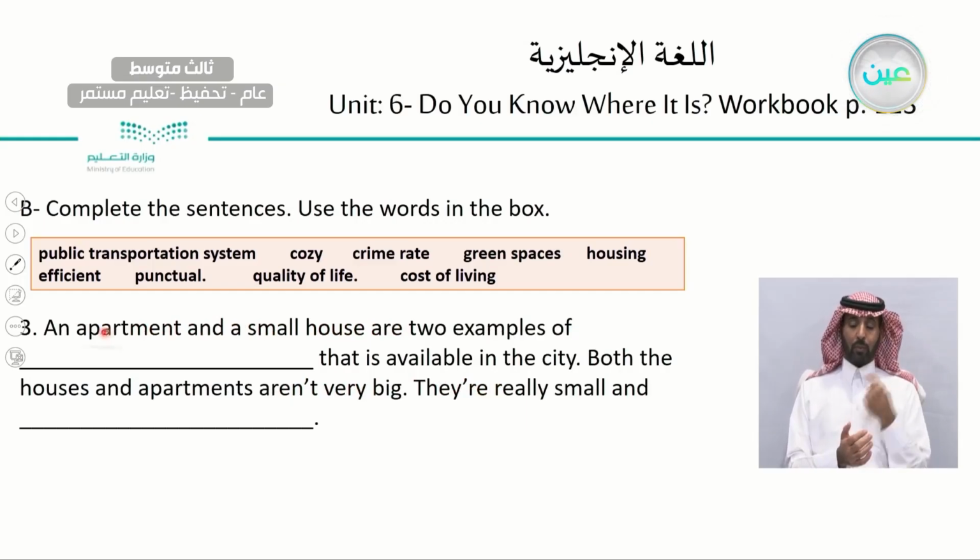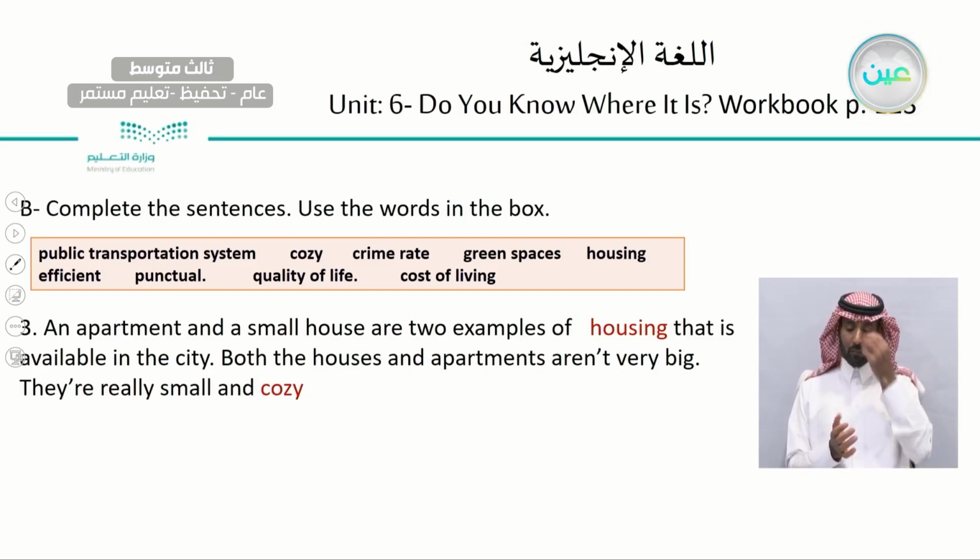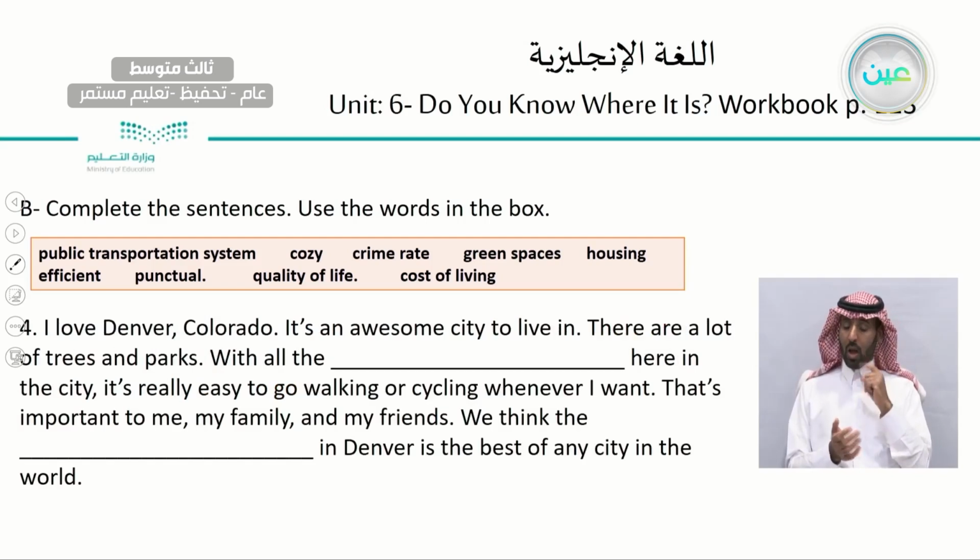For 3, an apartment and a small house are 2 examples of what that is available in the city? Both the houses and apartments aren't very big. They are really small and what? Which adjective are we gonna put here? So example of housing, okay? Small and cozy.